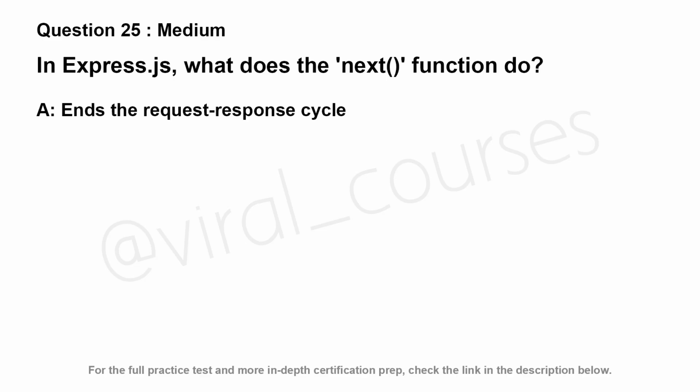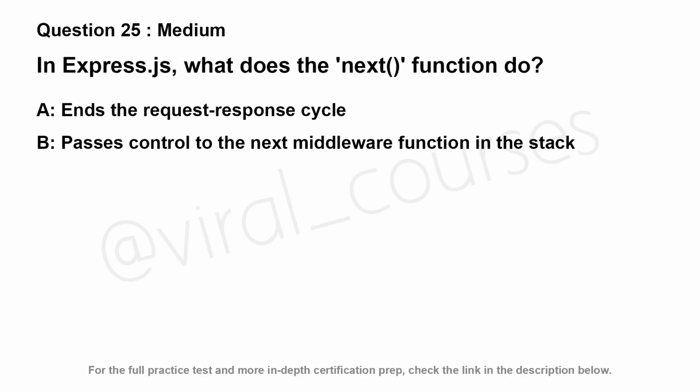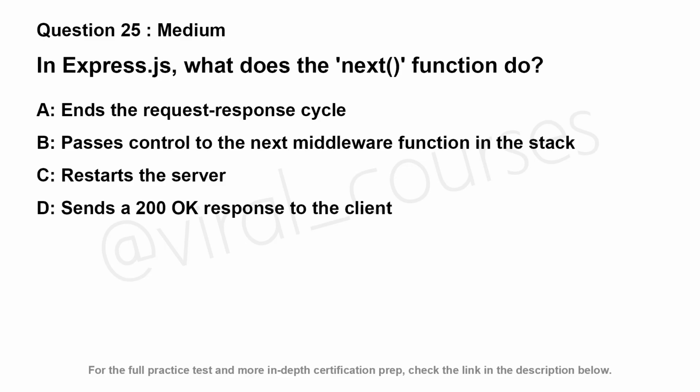In Express.js, what does the next function do? Option A. Ends the request-response cycle. Option B. Passes control to the next middleware function in the stack. Option C. Restarts the server. Option D. Sends a 200 OK response to the client.